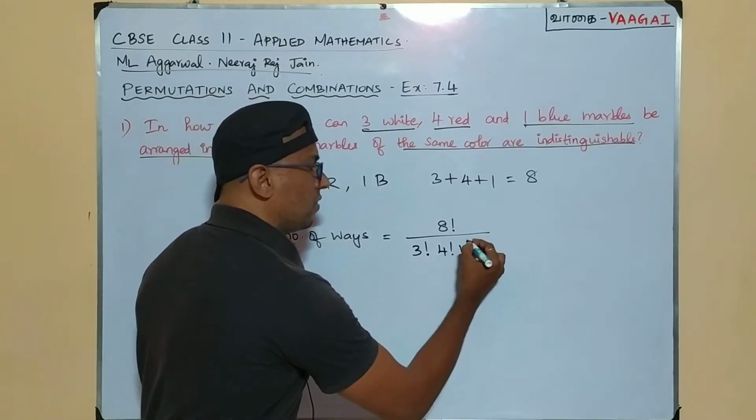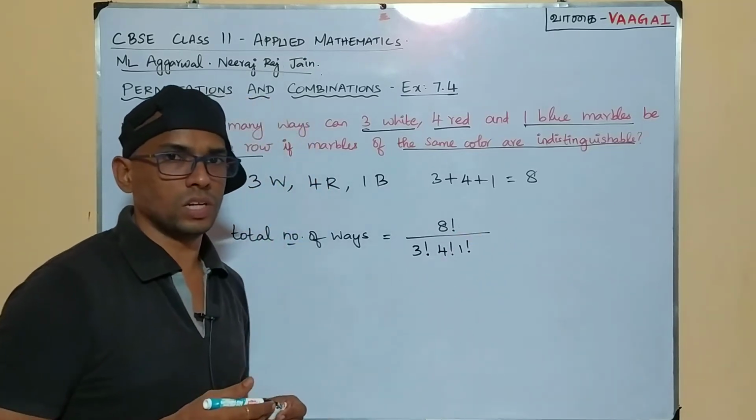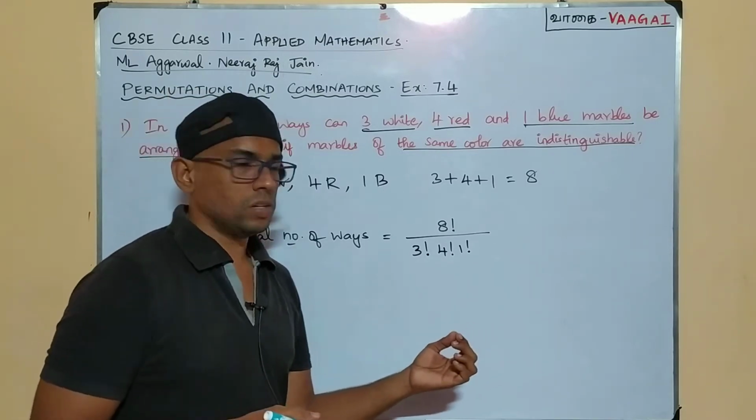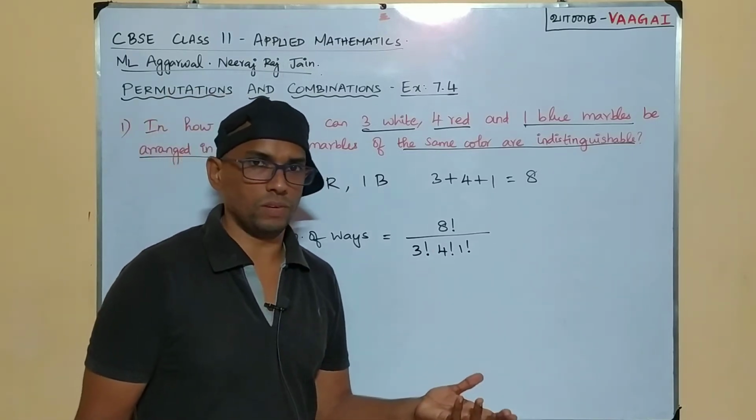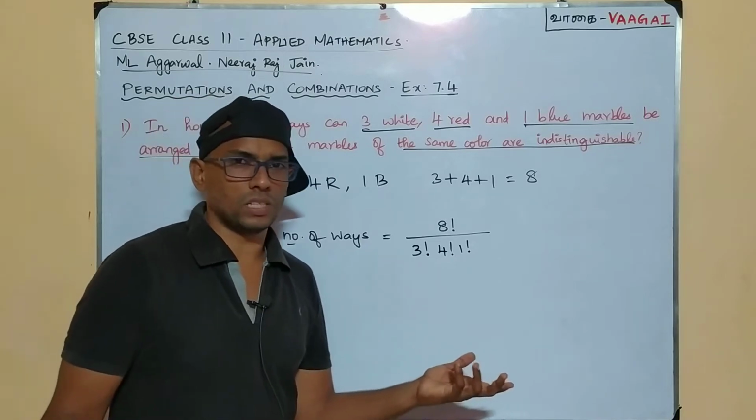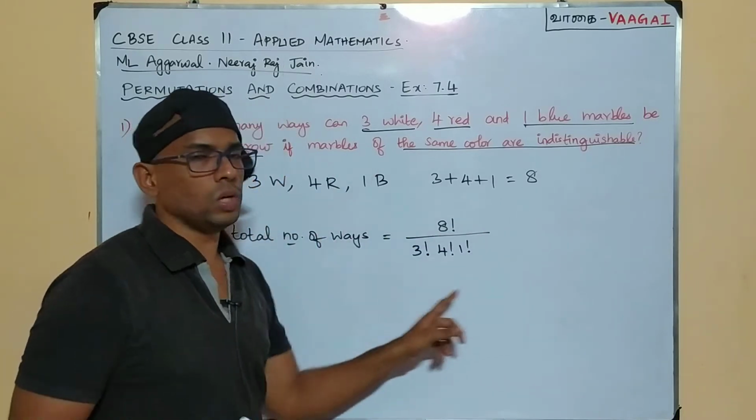Just for clarity, we can even write it. So 1 factorial, because there's only 1 marble, right? So that means it can be arranged in 1 factorial ways. We can even leave it. It doesn't affect the answer. So this will give you the overall answer.